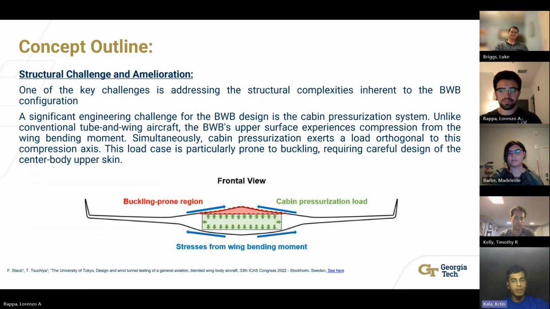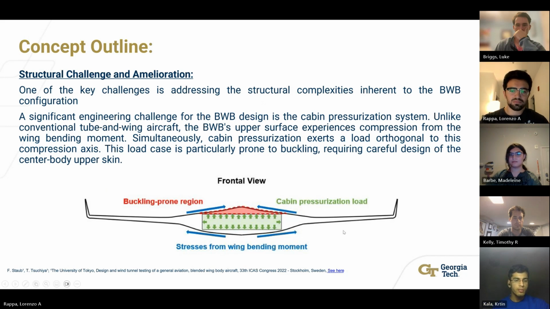However, with this innovation came some challenges, particularly in the structural design area. This structure faces complex load conditions due to its integrated airframe, specifically the cabin pressurization system, which must counteract both the bending moment of the airframe and the internal pressurization forces, creating high risks of buckling.